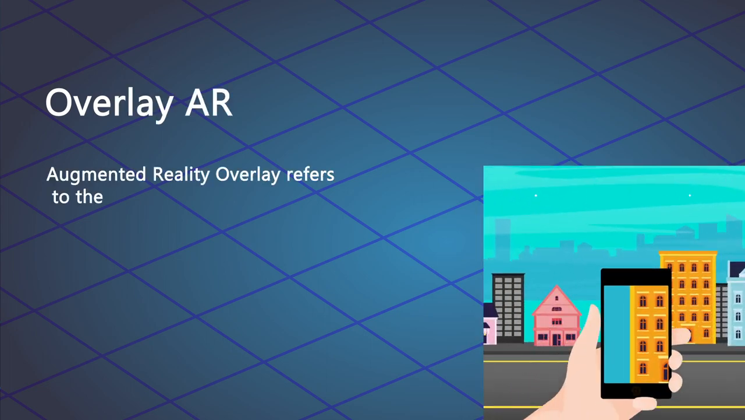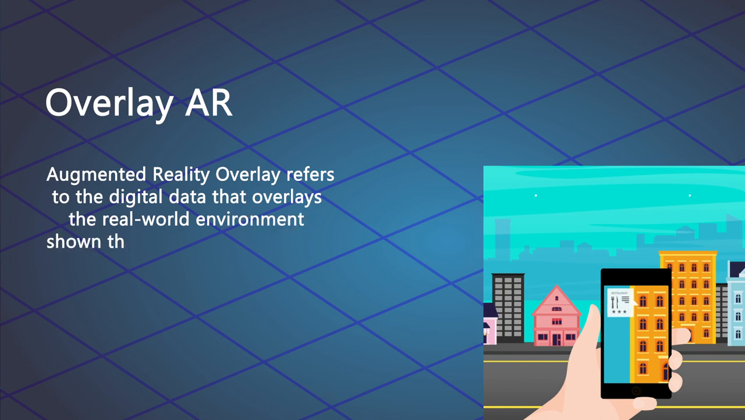Augmented reality overlay refers to the digital data that overlays the real-world environment shown through the phone's camera.